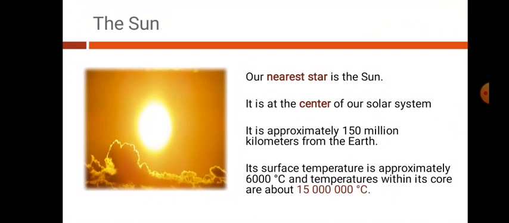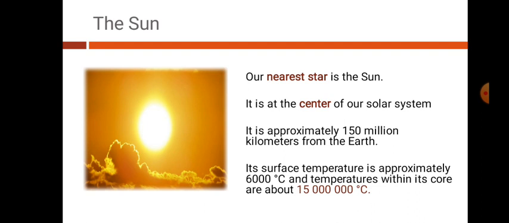So firstly, let's learn a few points about the sun. The sun is our nearest star. It is the center of the solar system. It is approximately 150 million kilometers away from the earth. Okay, and the surface temperature of the sun is approximately 6000 degrees Celsius.